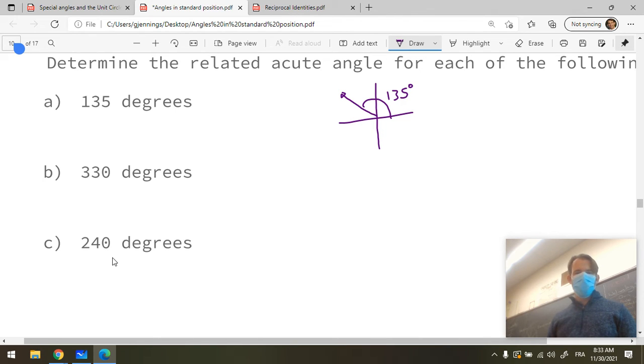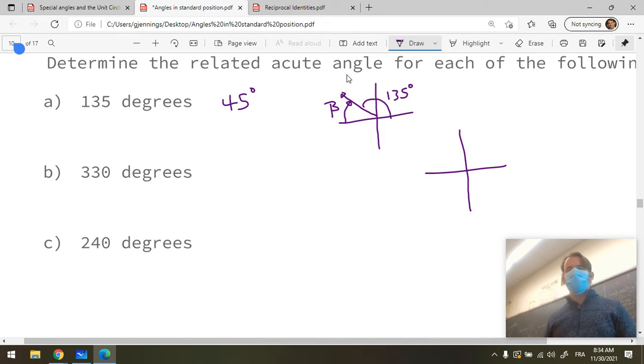Well, it's going to be 180 less this 135. So what's that? This angle here is the related acute angle. We'll call it beta. 45. How did you do that? Yeah, 180 minus 135, that's how you do it. So this is 45 degrees. So now that we've been given a method, how would you calculate the related acute angle for 330?